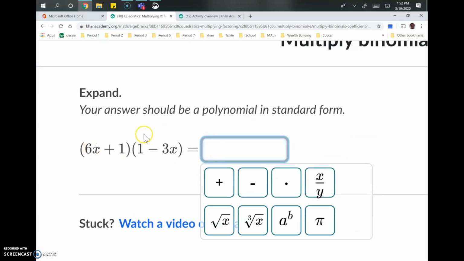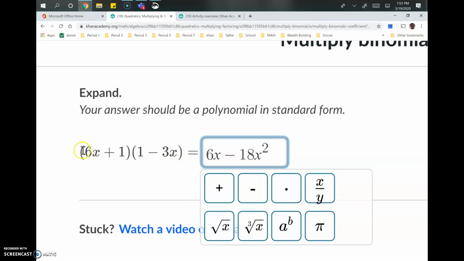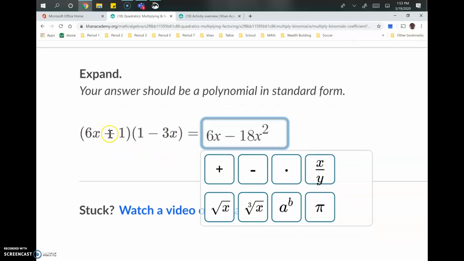Okay, last one. We're going to multiply 6 to the 1, and then we're going to multiply 6 to the negative 3x. So 6 times 1 is 6, times x is 6x. 6 times negative 3 is negative 18. Use Desmos. Do not put positive 3 because you added. And we've got x times x, which would give us x squared. Now we've multiplied the 6 to both of these. Now we're going to multiply the 1 to both of these to get our third and fourth terms. 1 times 1 is 1. If you said 2, you're adding. Positive 1 times negative 3 times x is negative 3x.